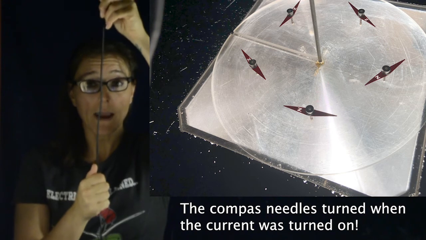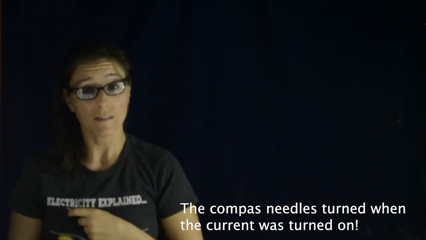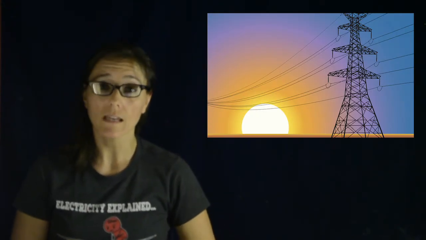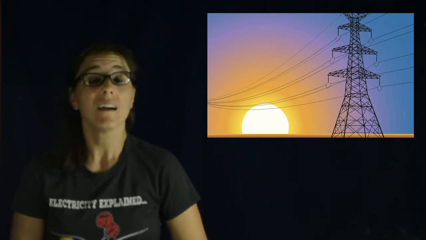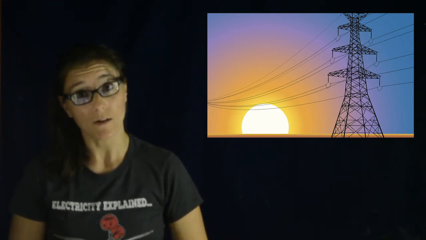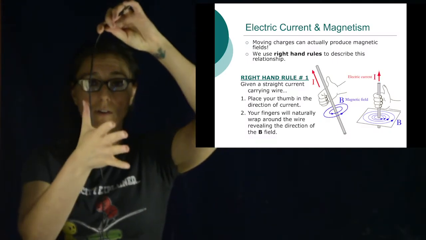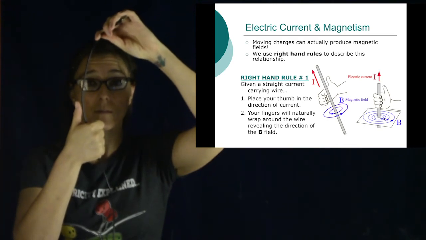And we're very aware of this magnetic field because we have radio interference. The magnetic fields surrounding power lines actually cause radio interference for us when we're driving down the street and listening to the radio, for those of you that still listen to the radio. Right-hand rule number 1 is, again, thumb in the direction of current, and your fingers will naturally curl in the direction of the magnetic field.